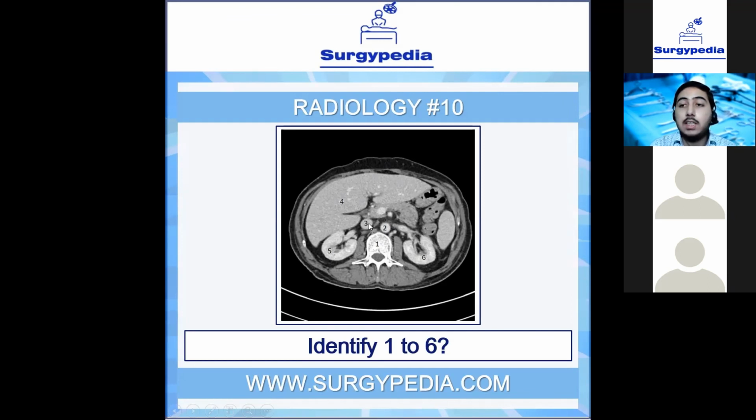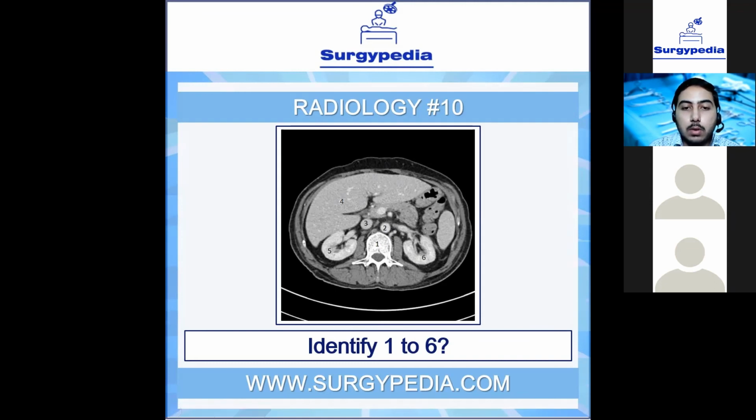And if it's a CT of the abdomen, in a post-contrast image, since we inject contrast into the blood, the aorta would be white. Okay. And if it's a non-contrast image, then it would be grayish. So one is lumbar vertebra, two is aorta, three is inferior vena cava.